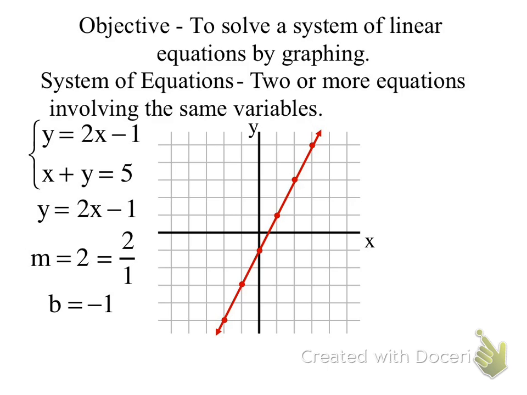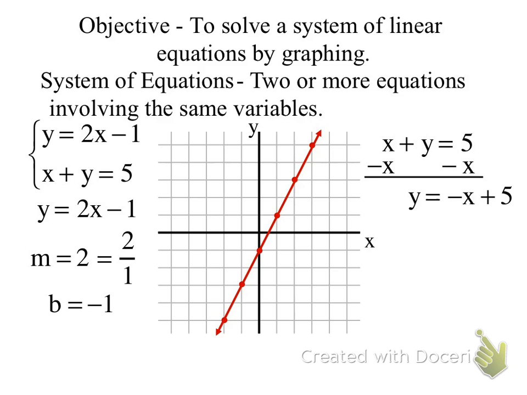Questions on that? Now we're going to do the same thing for the other equation. They're just giving us two equations. What do I need to do to graph that? Good. Subtract x, and my new equation is y equals -x plus 5. Next step, get the m and b, the slope and the y-intercept. The slope would be -1 over 1, and the y-intercept would be 5.